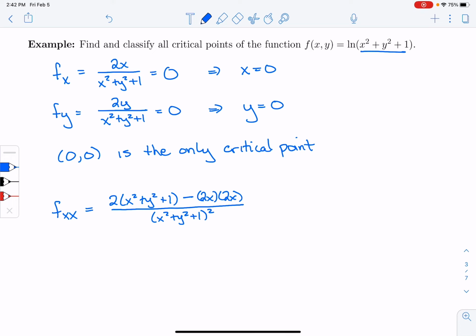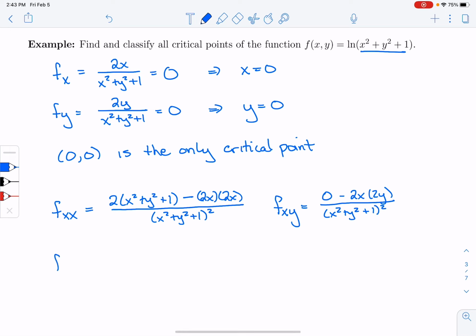Now I'm going to take the derivative of the x derivative with respect to y. Okay, so now the derivative of the top, I'm going to use the quotient rule again just to make things easier. So the derivative of the top is 0, and then subtract 2x times the derivative of the bottom, which is 2y. And again, the denominator is the same. It's x squared plus y squared plus 1 squared.